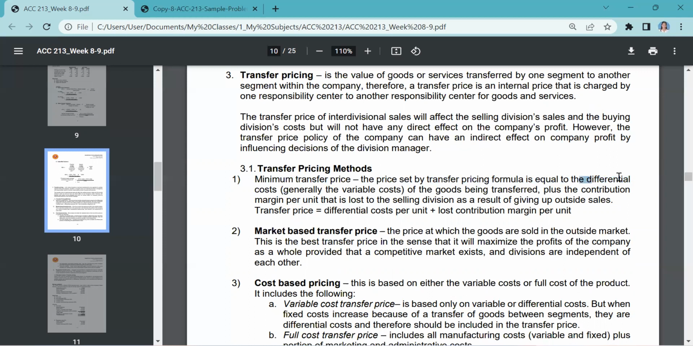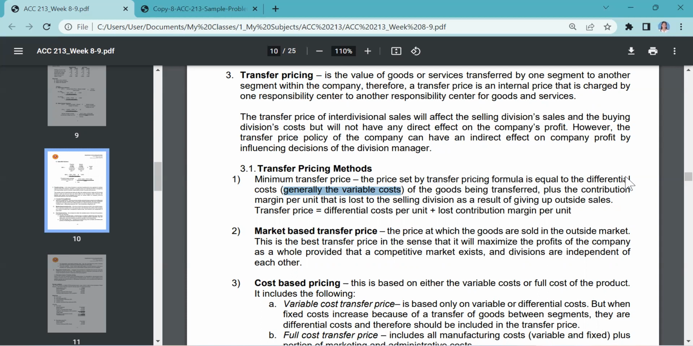Generally, when we say differential cost, that refers to the variable cost. Differential cost or variable cost, because differential cost means it will differ from one option or one alternative to another alternative. So most probably it is a characteristic of a variable cost, that it changes and varies depending on the option or the activity level that the entity has.